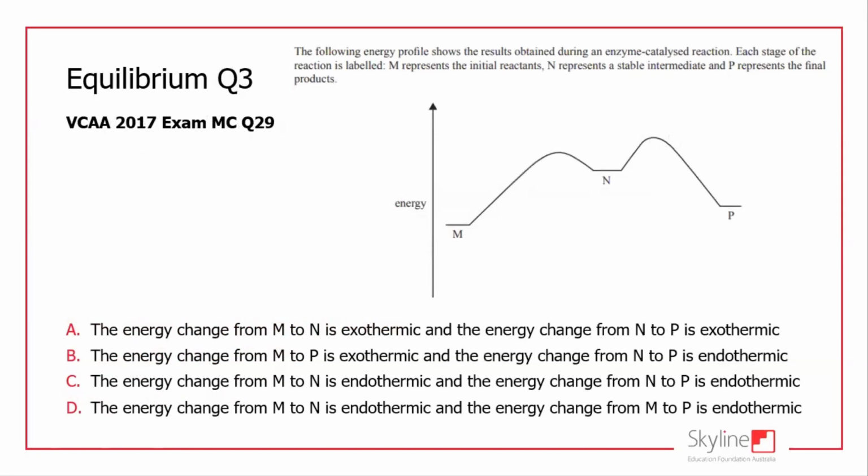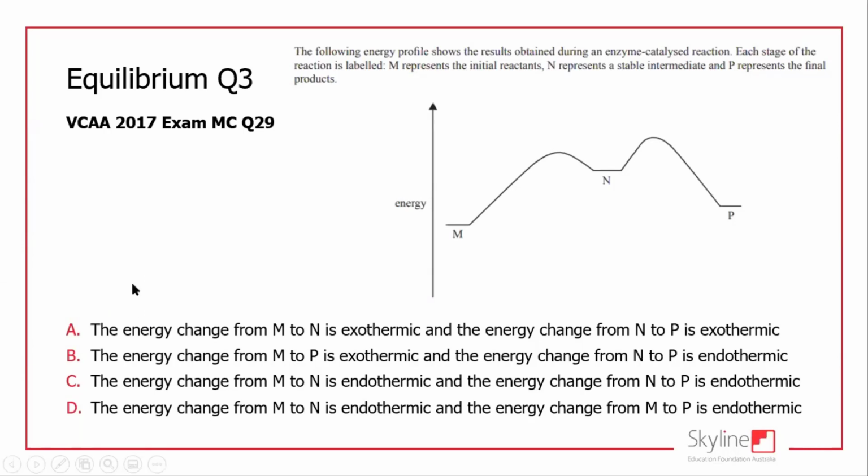All right, here's another quick question, and I've just received a question about competitive equilibria, which I'm actually going to explain in a second, so don't stress. Here's a question from the 2017 exam. Here we have an energy profile of an enzyme catalyzed reaction. Each stage of the reaction is labeled. M is initial, N is a stable intermediate, and P is the final products. So which of these is the correct answer?